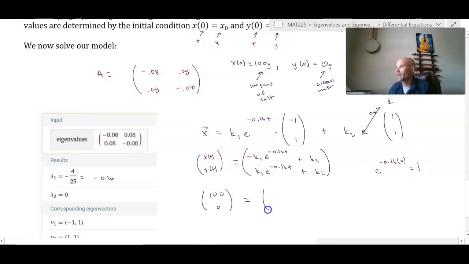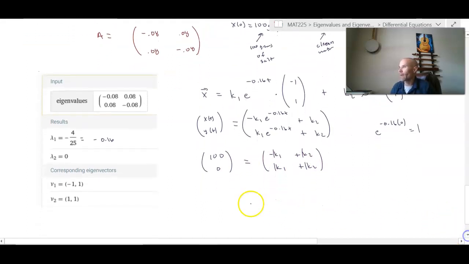So I'll just have negative k1 plus k2, and here I have k1 e to the 0 is k1 plus k2, and you can see we have a system of equations: negative 1k1 plus 1k2 equals 100, 1k1 plus 1k2 equals 0, and so now I can build a matrix. This is solving another system of equations here: negative 1, 1, 100, and 1, 1, 0. This is for k1 and k2. And I can solve this.